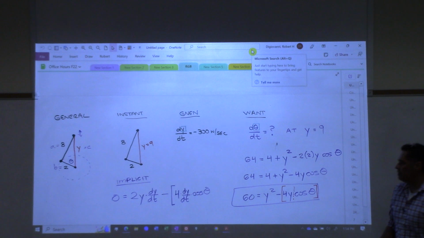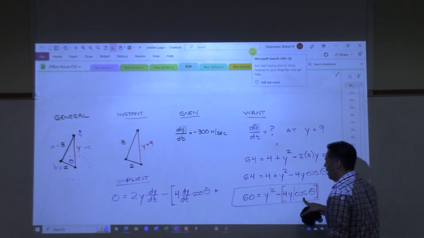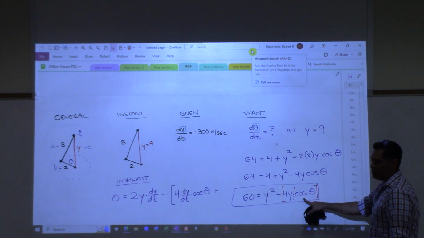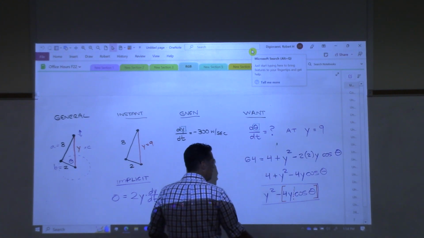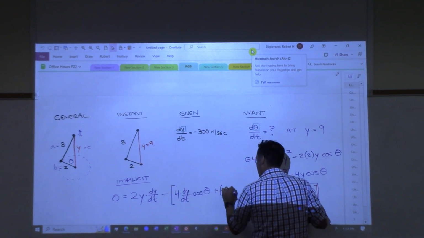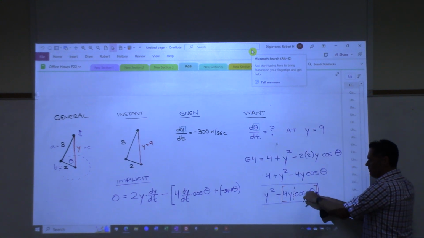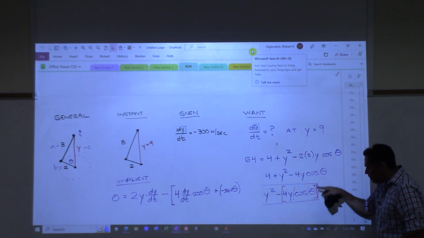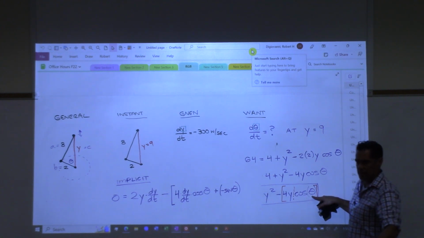plus, the derivative of cosine theta. Now we got to be really careful with the derivative of cosine theta. I need to erase this part so I can fit this in here. The derivative of cosine of theta is negative sine of theta, right? But don't forget the chain rule. You've taken the derivative of cosine, now you need to take the derivative of theta, which is d theta dt.